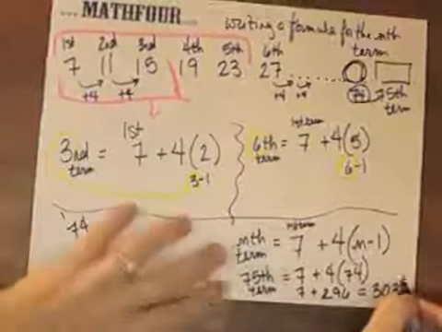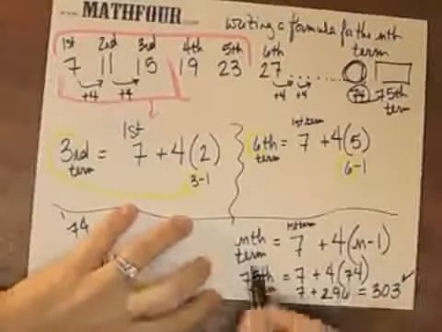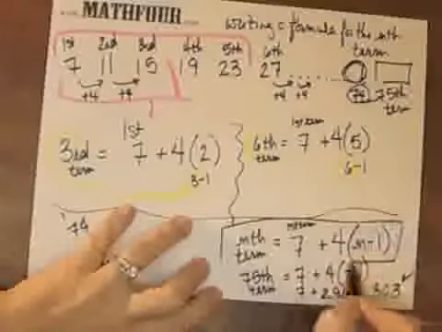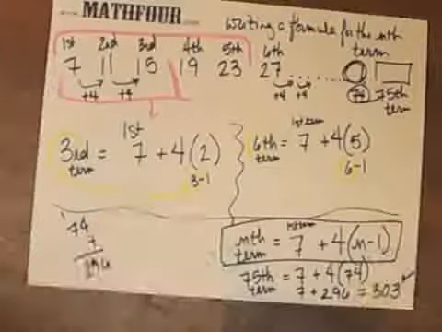So I have the 75th term, and here is my formula for the nth term of the sequence.